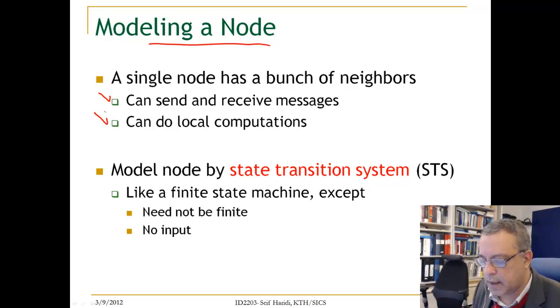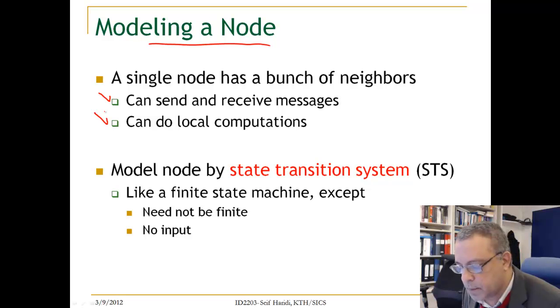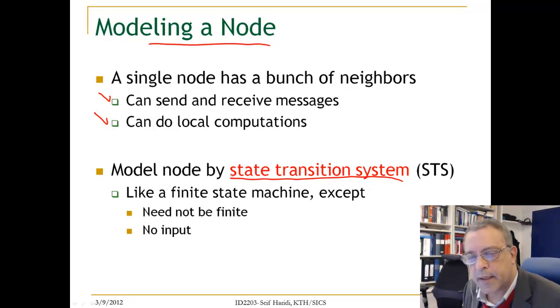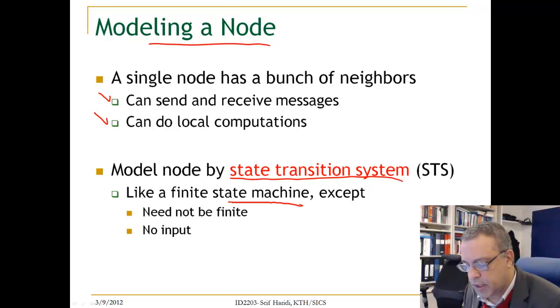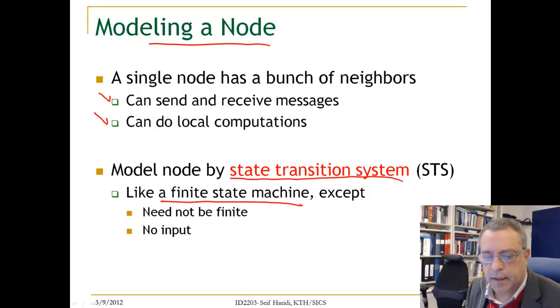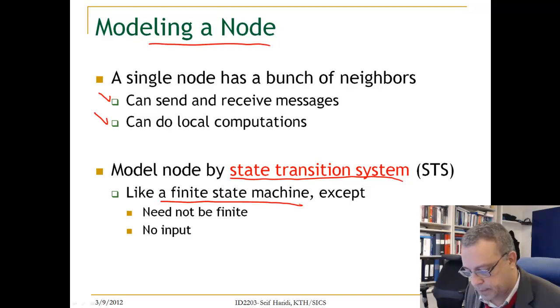We will model a node by a state transition system. So the execution of a program or an algorithm computation running in this node will be modeled by a state transition system. And a state transition system is very much like a finite state machine, except that the number of states is infinite instead of being finite.